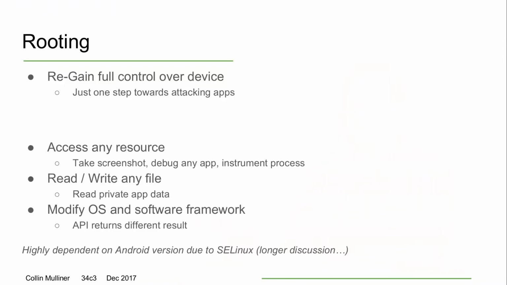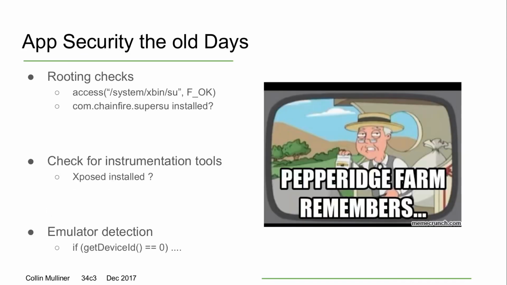So if you look at rooting, what is rooting actually? It's basically regaining full control over your device, because these days on any kind of phone or tablet, you don't have root anymore. You don't have full access to everything like on your computer. And with rooting, you gain this access again. You gain access to resources. You can read and write any file and modify parts of the OS or the software framework. And all of these rooting capabilities really highly depend on Android versions, and newer Android versions are much more hardened due to, for example, SE/Linux policies, but I'm not going to jump into that part.